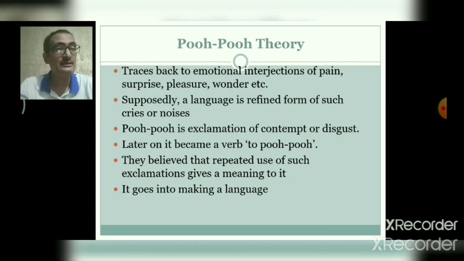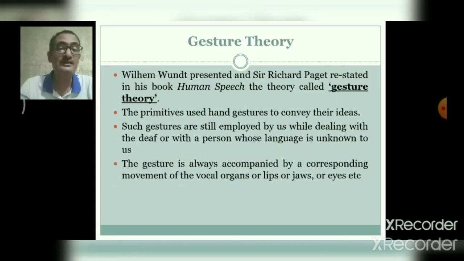The last theory in the list is the gesture theory. William Wundt is the main exponent, and along with him Sir Richard Paget. These two people, in Paget's book Human Speech, introduced the gesture theory. According to these two scholars, the primitives used hand gestures to convey their ideas.